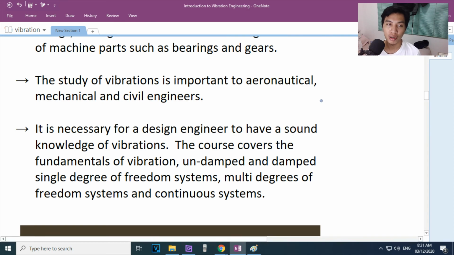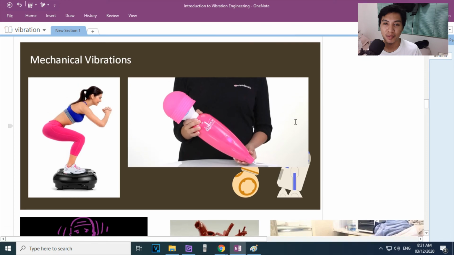Now, this will cover yung entire course natin, the fundamentals of vibration. Okay? Hindi lang yan. Yung undamped and damped single degree of freedom systems, multi-degree of freedom systems, and continuous systems. And later on our discussion, ipapakita ko sa inyo kung paano siya ino-compute, ina-calculate. At paano ka gagawa ng free body diagram or free vibration diagram, kung saan ita-translate mo yun, saan? Sa calculation. Okay? Next slide.